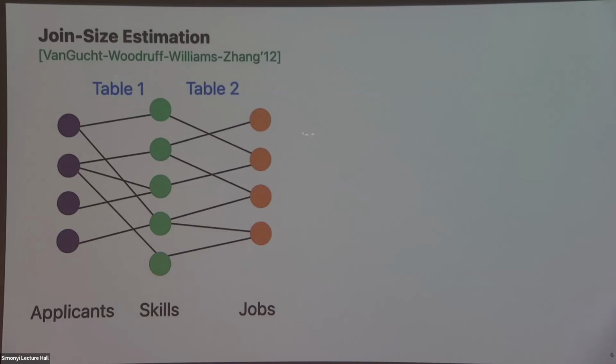Then on the other hand, there are employers and they have jobs. And let's think of jobs corresponding to a certain set of skills. And the employer says, I'm willing to hire anyone who has any of these skills.